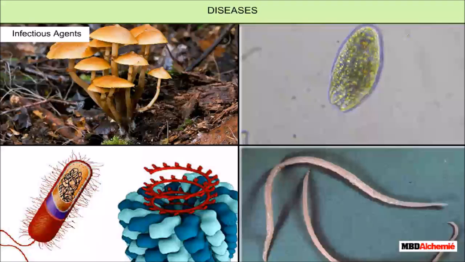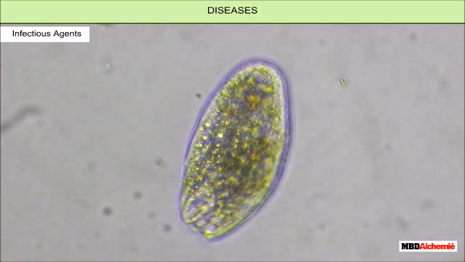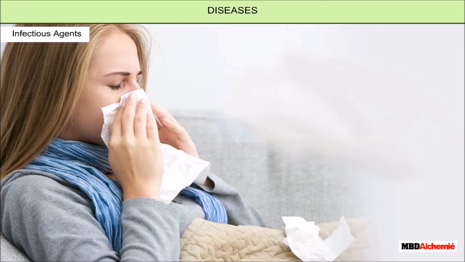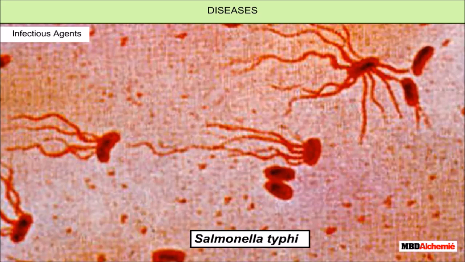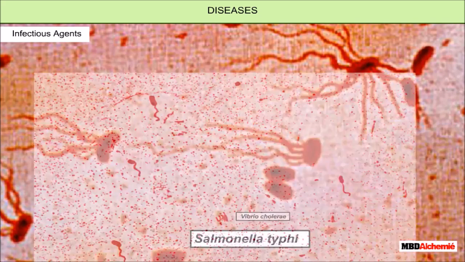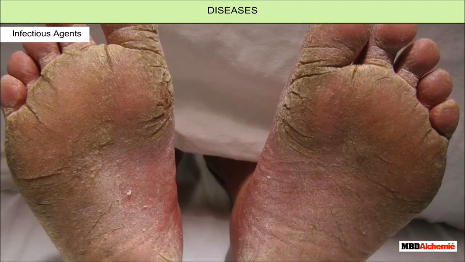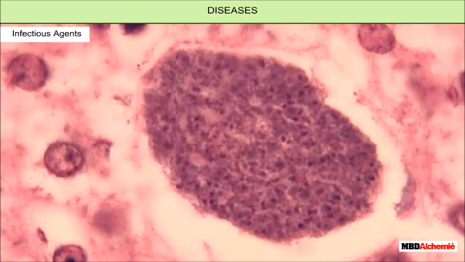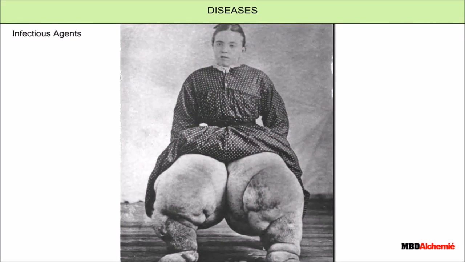Infectious agents. Organisms that can cause diseases are classified in a wide range of categories, such as viruses, bacteria, fungi, worms, and protozoans. Common examples of diseases caused by viruses are common cold, dengue, and AIDS. Common examples of diseases caused by bacteria are typhoid, cholera, and tuberculosis. Common examples of diseases caused by fungi are skin infections. Protozoans cause diseases such as malaria and Kala Azar. Worms cause intestinal infections and elephantiasis.